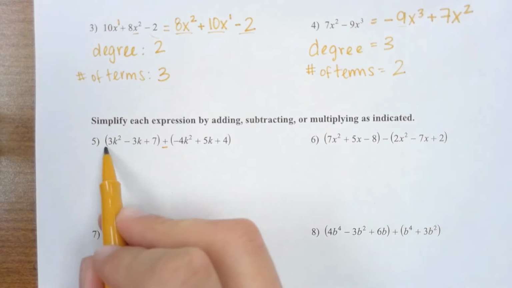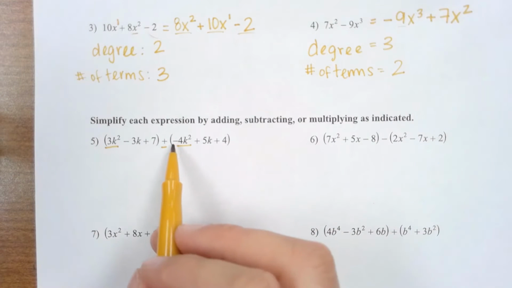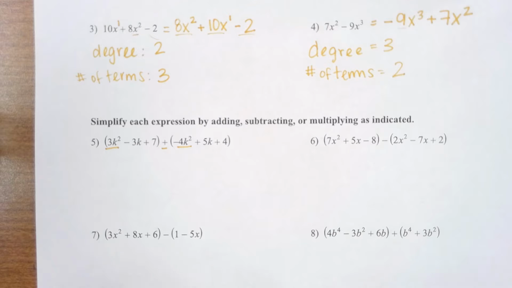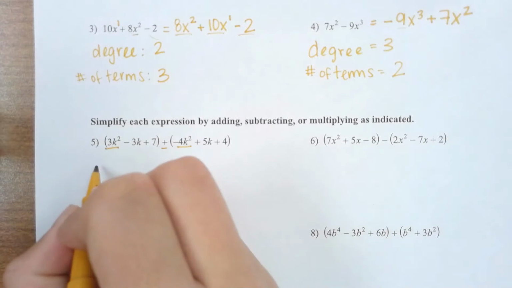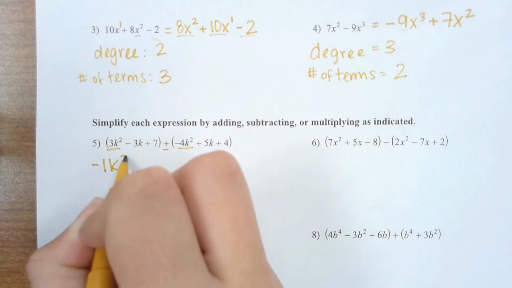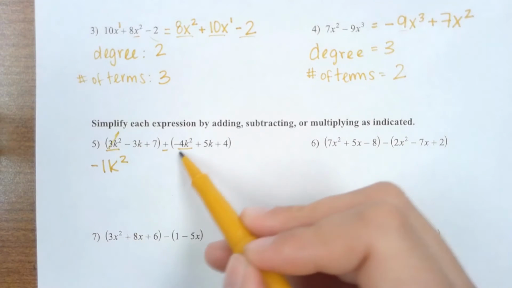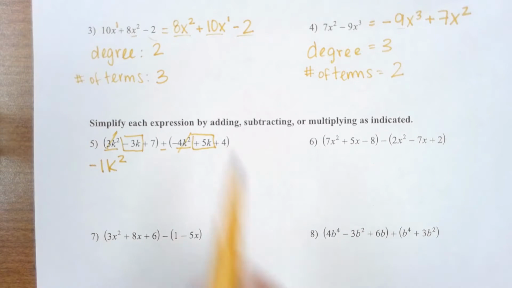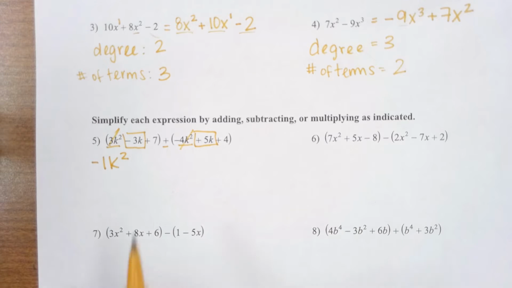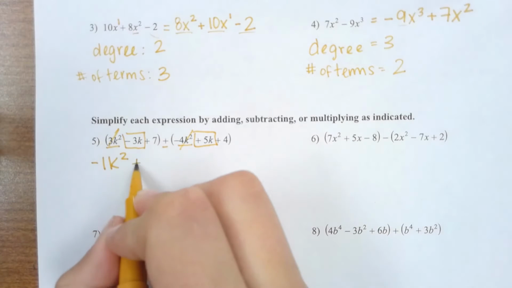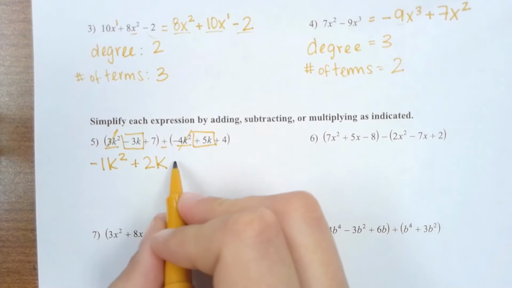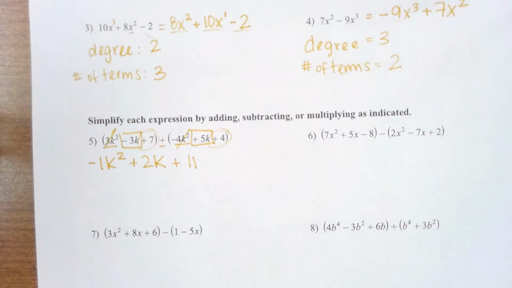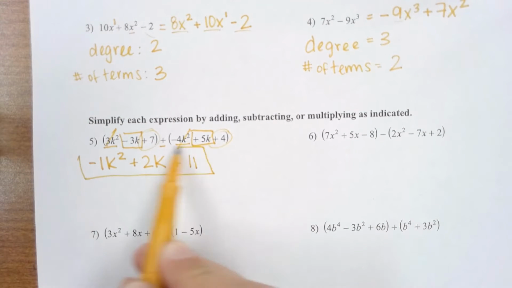Okay, the first thing that I see here is a 3k to the second and a -4k to the second. Since they have the same exponent, the same power, I can combine those together. So 3 plus a -4 is just a -1k squared, or just a -k squared. Then the next thing that I see is a -3k and a +5k. They have the same variable to the same power, so I can combine -3 plus 5, which is a +2. So that would be 2k. And then the last thing that I combine are my constants. I see a +7 and a +4, so that would give me a +11. And now it is in standard form.